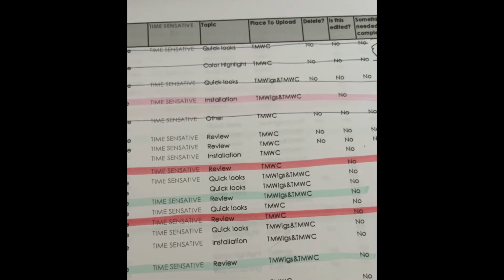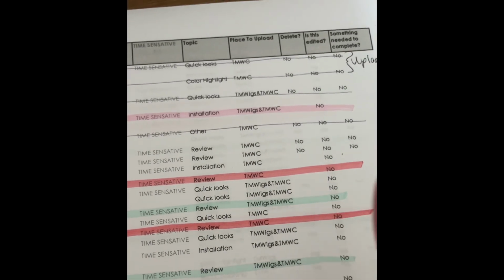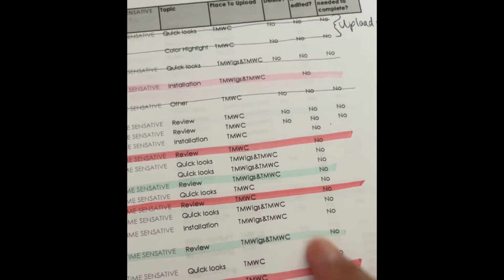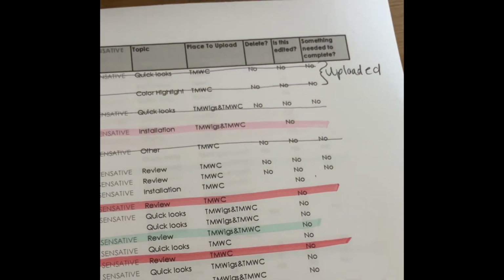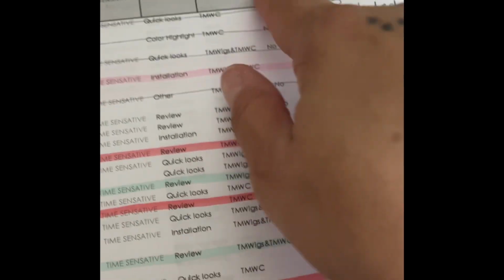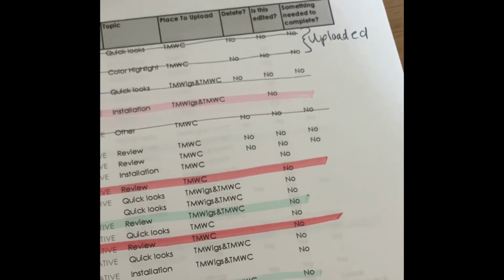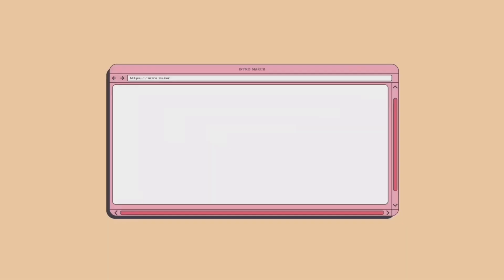This is just a topic category. This is where it's going to be uploaded, whether it's on my channel, on my business channel, or both. Then I have this category for delete because some of them, either they were already clips that I uploaded, or I had it on here. You don't really need this category. Is it edited? Because sometimes they're edited within those things, but I didn't save them because I wasn't ready for it. And then, is there something that I need to complete it? So like this one needed an intro, so I had to put that there. So that's this spreadsheet.